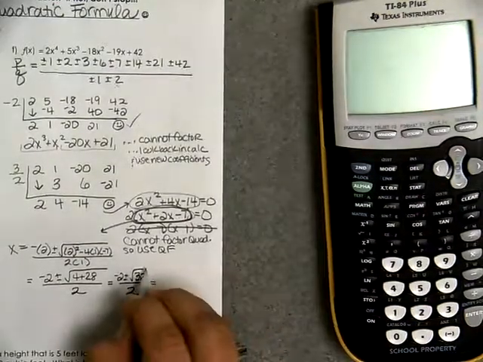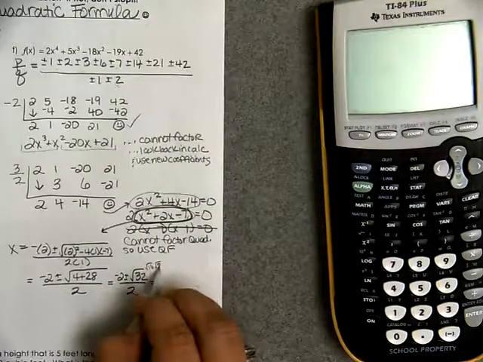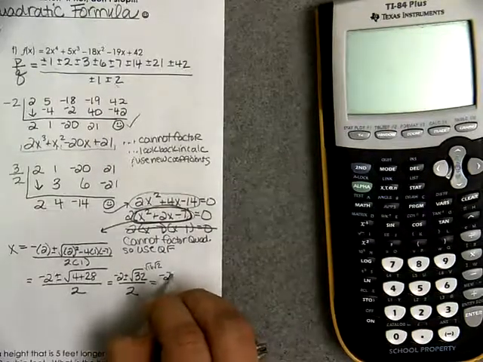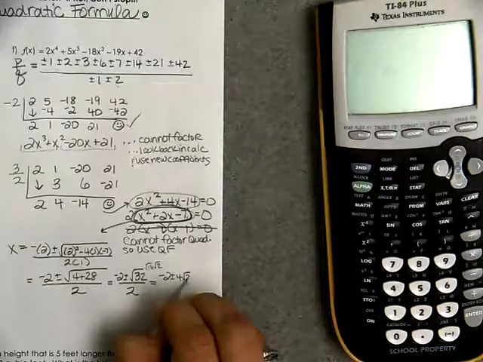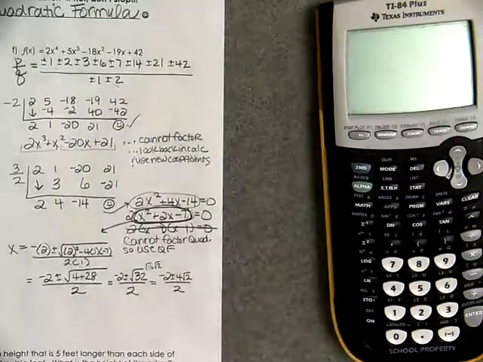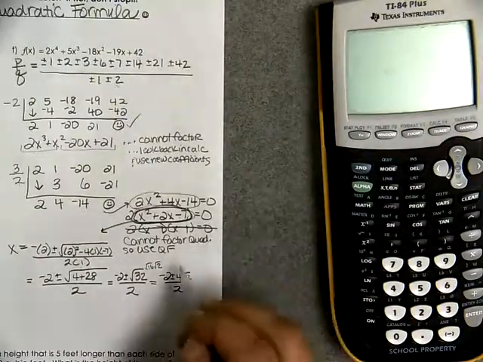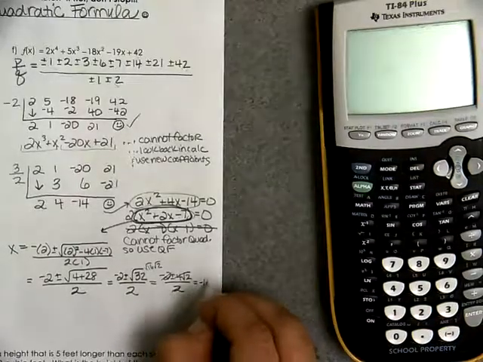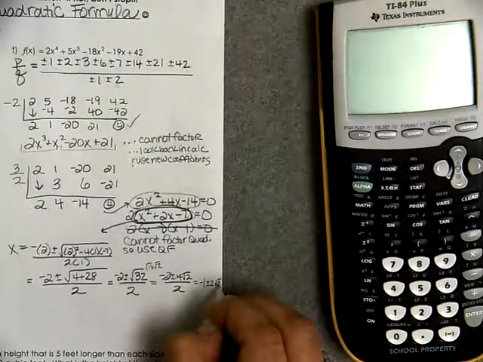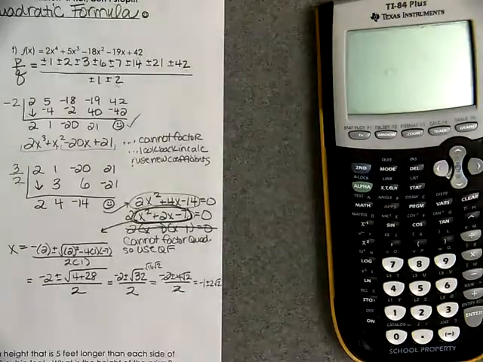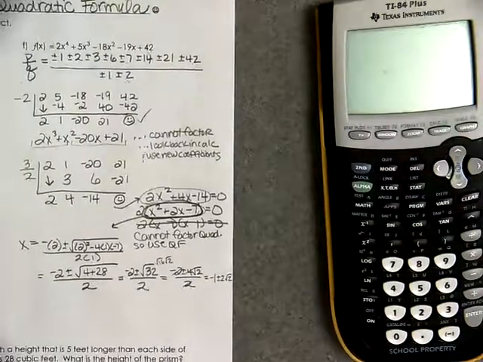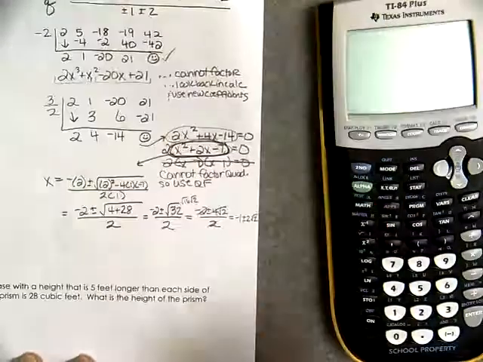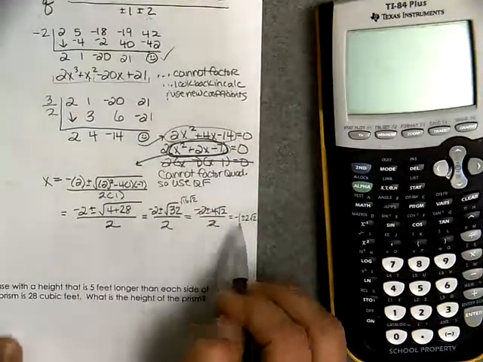I can break that 32 down into 16 and 2. So I have negative 2 plus or minus 4 root 2 over 2. And notice that I can cancel out from all these terms, so I get negative 1 plus or minus 2 root 2. So those are my solutions.